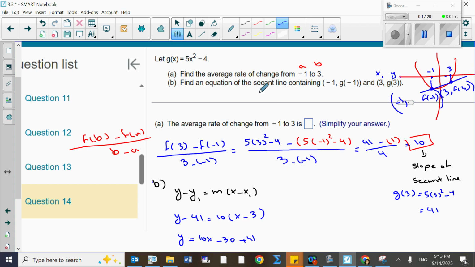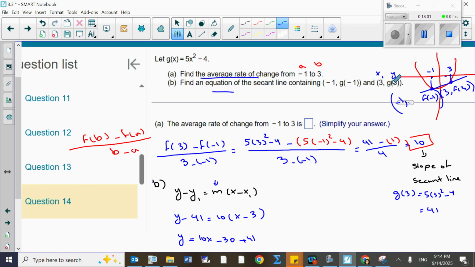Now it's asking you to write the equation of this line, which is called a secant line, that is passing through these two points. We know that in order to write the equation of a line, we're going to use this formula, y minus y1 equals m times x minus x1. What is m? This is the slope of this line, which we just found from the average rate. And then x1 and y1 could be any of these two. You could choose any of them. For y1, x1, I chose this one.